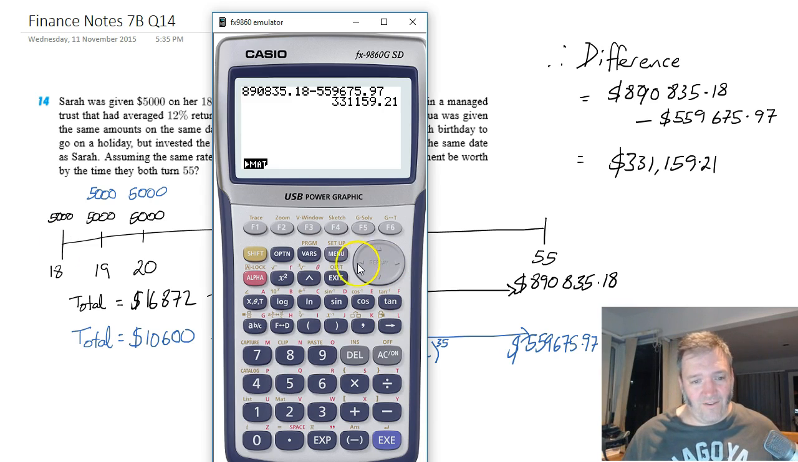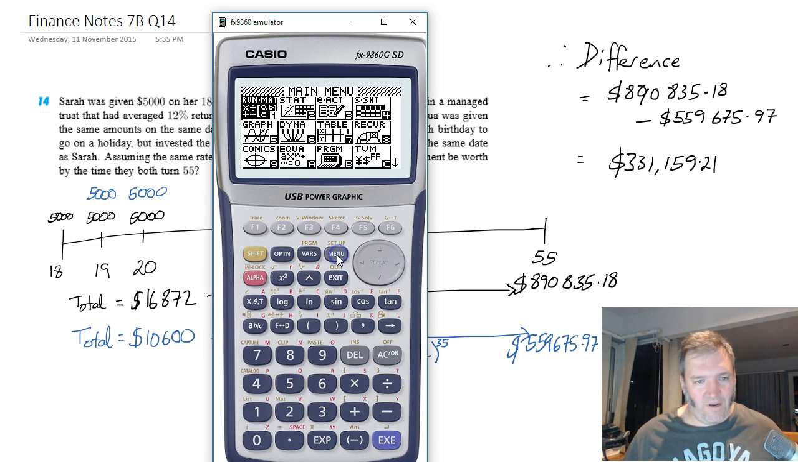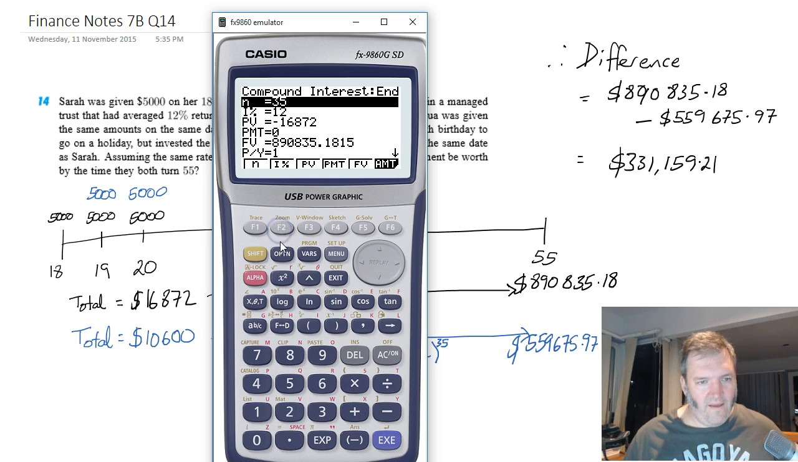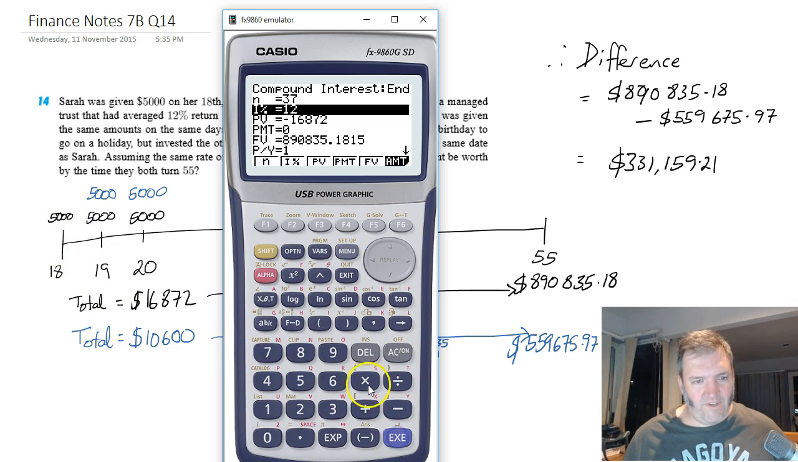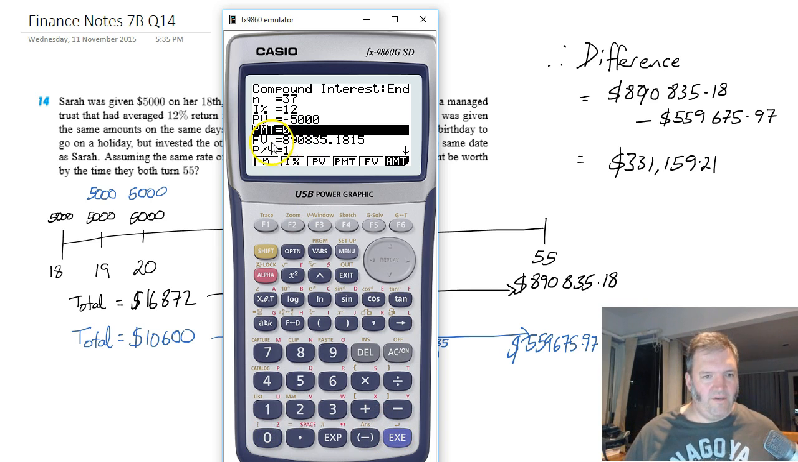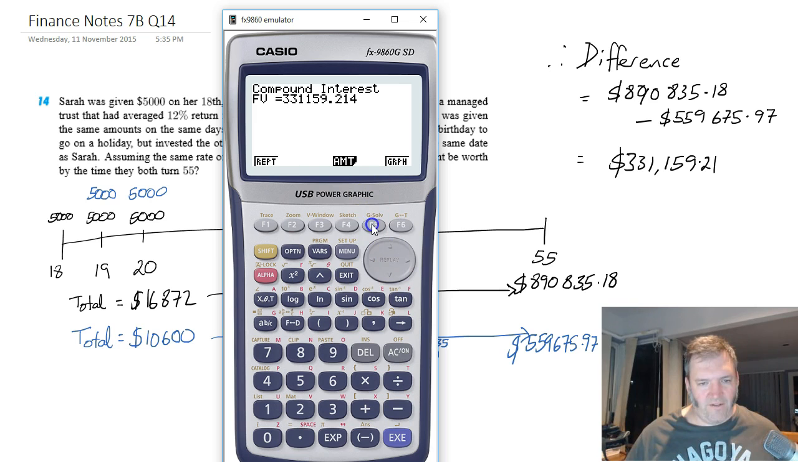And if we go back and just look at what would happen with an initial deposit of $5,000, so instead of being 35 years, it's going to be 37 years. We're just looking at that very first payment when she was 18. How much she invested? 12%. That's still right. Next one down, we're only going to make that 5,000, no extra payments. What would the future value of just that $5,000 be? And you can see 331,159.21. So that's responsible for the difference.